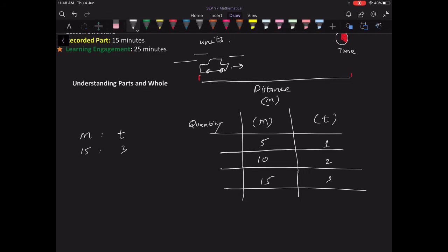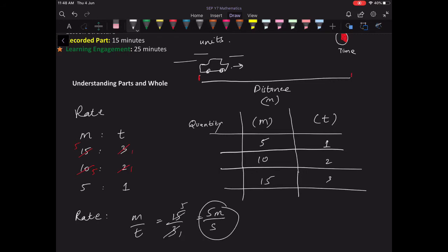We can establish 3 ratios for the 3 seconds. 15 meters in 3, 10 meters in 2, and 5 meters in 1. After simplifying these ratios, we get the same ratio of 5:1, which is the rate at which the car is traveling. We can also find that by dividing m by t, which is 15 by 3 gives us 5 meters per second.